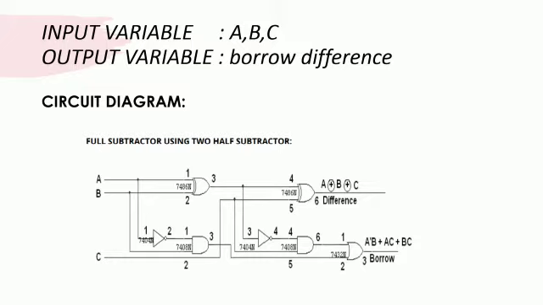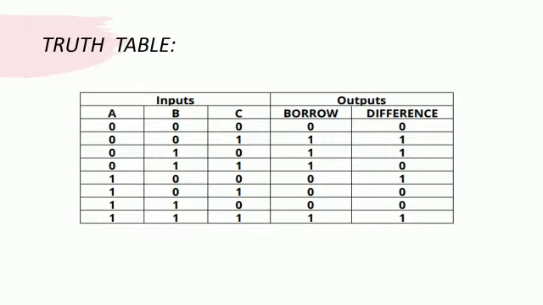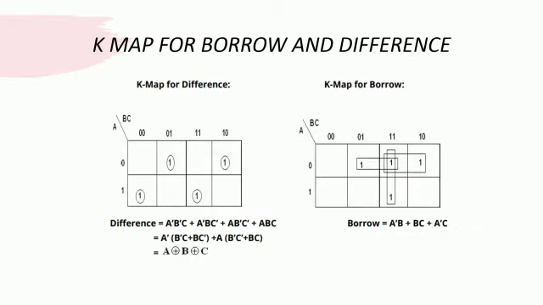and difference. So this is the circuit diagram for full subtractor. And this is the truth table. That is, if you give input as 0 0 0, then the output will be 0 and 0, and if you give input as 0 0 1, then the output will be 1 in the borrow and 1 in the difference. Likewise you have to do for the others.